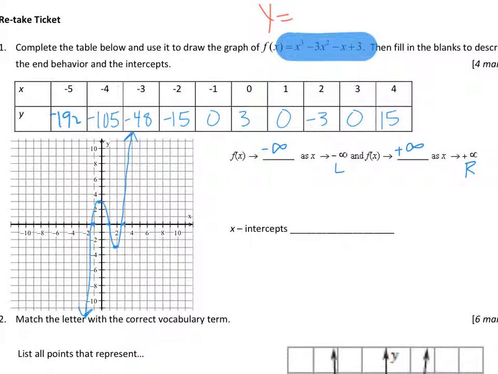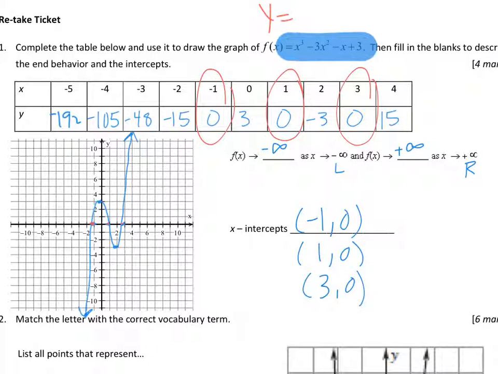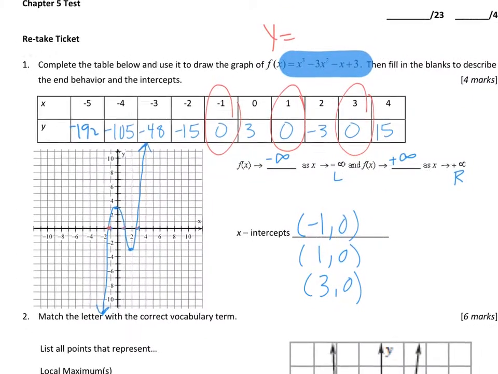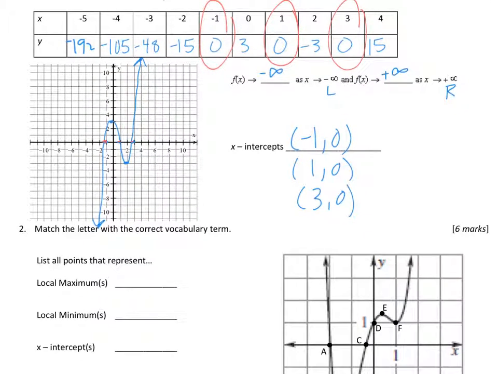The x-intercepts are the dots on the x-axis here, or you can look up at the table and it's when y equals 0. So the x-intercepts are negative 1, 0, 1, 0, and 3, 0. Make sure to write those as points. Don't just list them out, negative 1, 1, 3. We want them to be the coordinates of the point that is an x-intercept. All right, there's question 1.